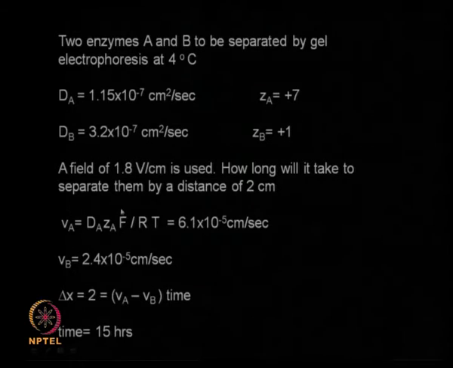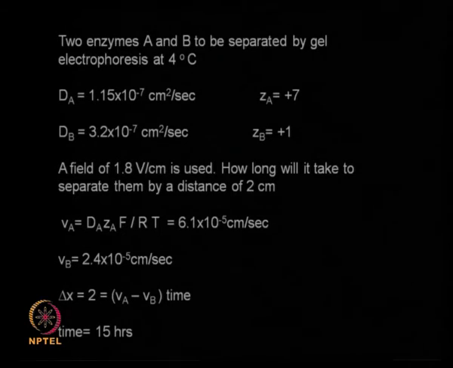So this is the equation: the velocity equals the diffusion coefficient times the charge times the Faraday constant, divided by R times T. Now we are applying a field of 1.8 volt per centimeter. How long will it take to separate them by a distance of 2 centimeters? So how long will it take so that they are 2 centimeters apart?